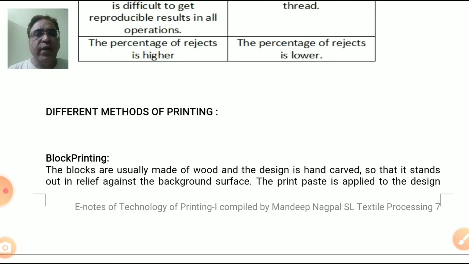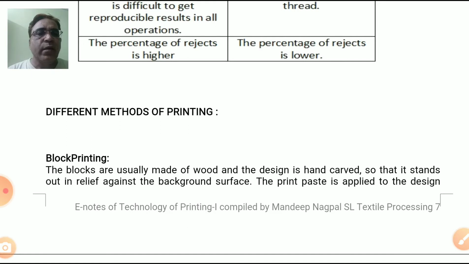So, if we differentiate these two, style is acting as a principle of printing, whereas method is the implementation of the style. Methods are many but styles are only three. Means principles of printing are only three, whereas implementation of these principles can be done by different methods. So today we will be discussing different methods of printing one by one.